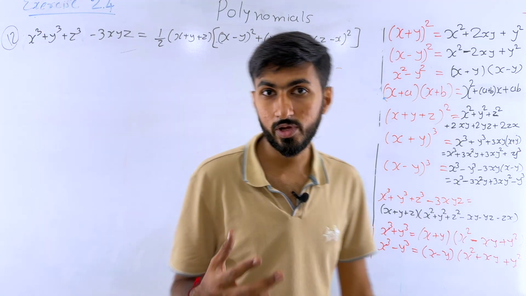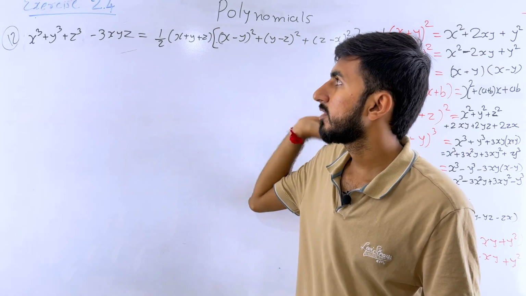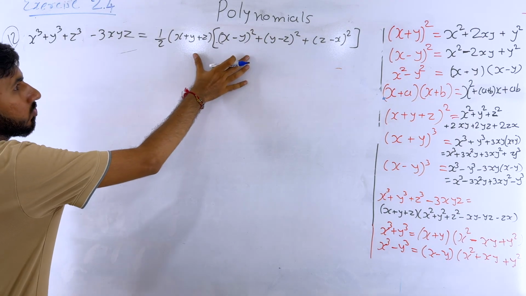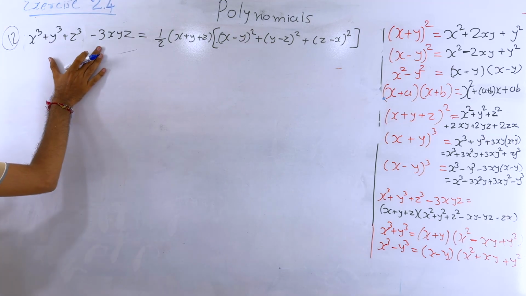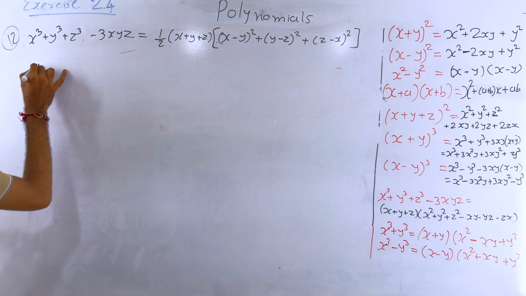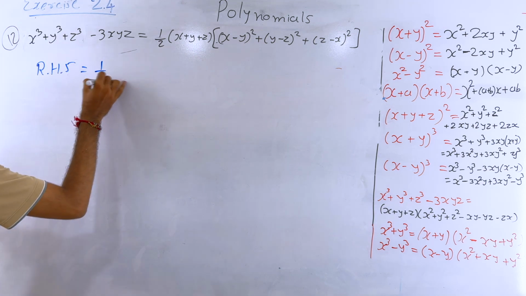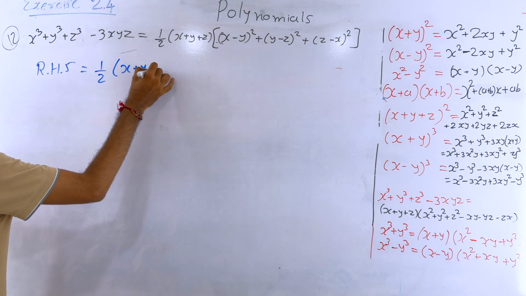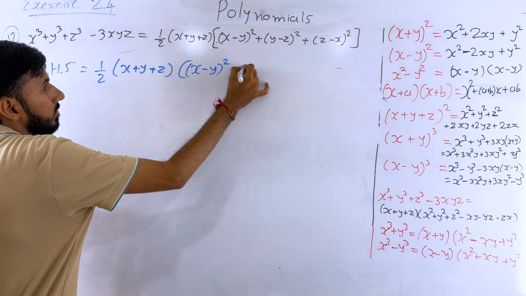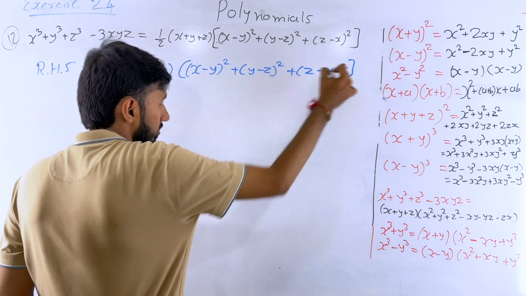Here we have question number 12. Again we have a question to verify whether this will equal this or not. Is this mathematical sentence right or wrong? Now see, in this question, if I solve this I have to get this, or if I solve this I have to get this. So let me start from here. This is my right hand side of the equal sign. So the right hand side is equal to 1 by 2, in the bracket x plus y plus z, in the second bracket (x minus y) square plus (y minus z) square plus (z minus x) square.